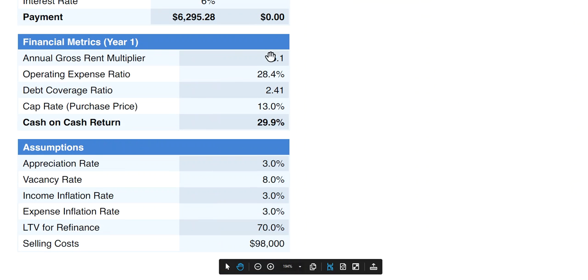So again, going down here, these are your financial metrics. Gross rent multiplier, 5.1. Operating expense ratio at 28%, which isn't too bad. Debt coverage, because you do have a mortgage. Cap rate on your purchase is very high, and so is the cash on cash return. Keep in mind that the Airbnb model throws a good amount of profit into this that you probably wouldn't see if you were on a standard 11 units at 12-month leases. These are assumptions down here.